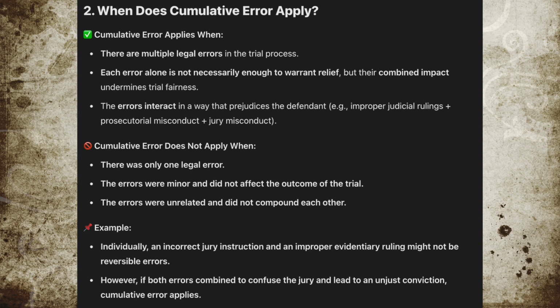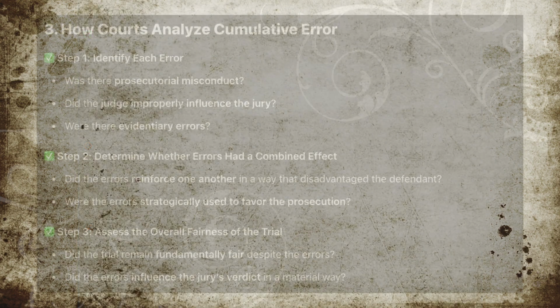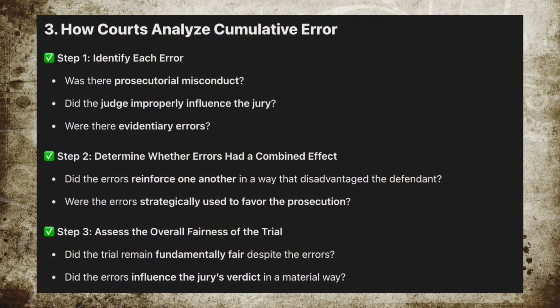For example, individually, an incorrect jury instruction and an improper evidentiary ruling might not be reversible errors. However, if both errors combined to confuse the jury and lead to an unjust conviction, cumulative error applies. How the courts analyse cumulative error.